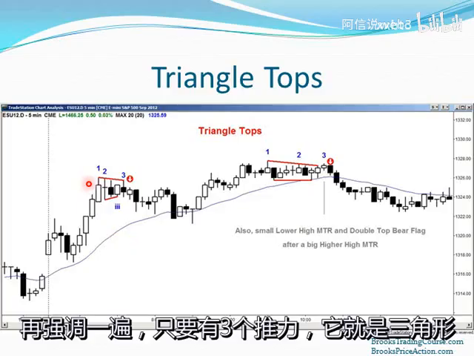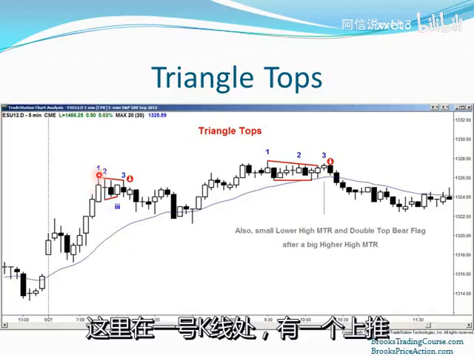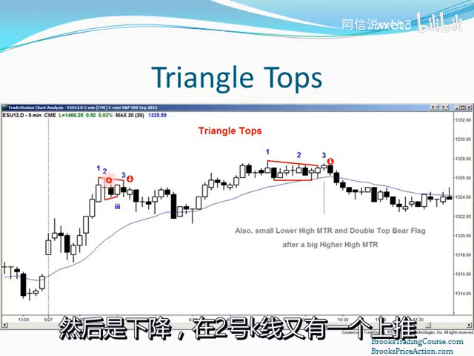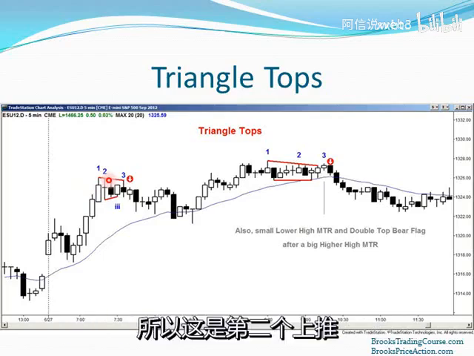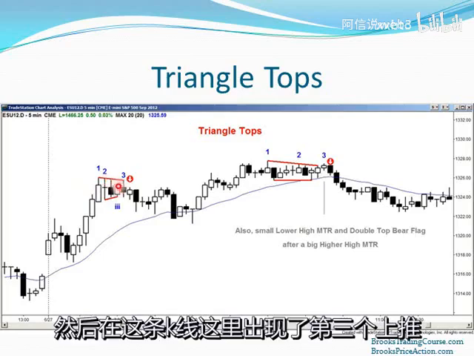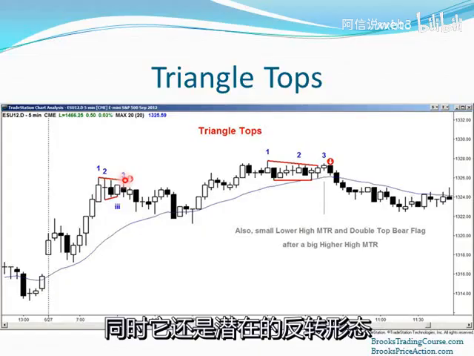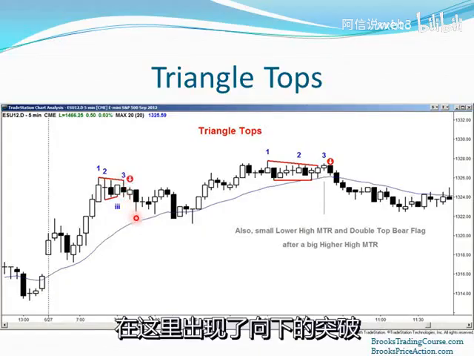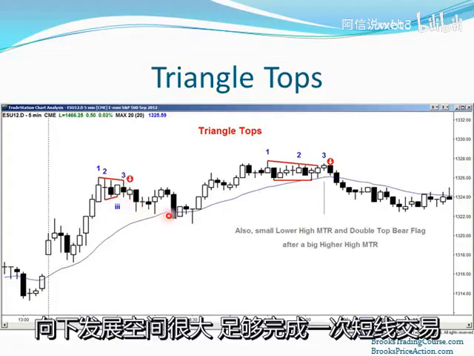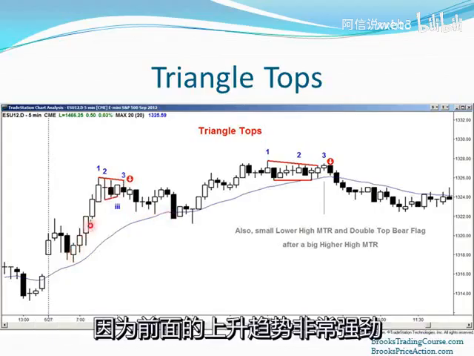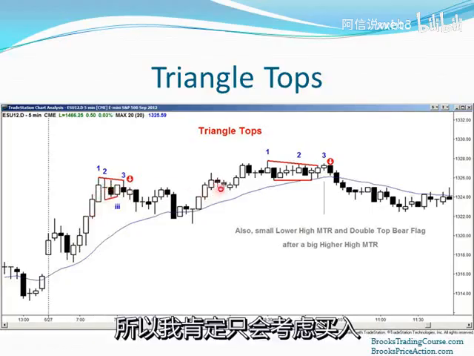Again, any 3 push pattern is a triangle. The market went up on bar 1, it went down and up on bar 2, so a second push up, and then a third push up starting with this bar and ending up here. So that's a small triangle and a potential reversal pattern. It had a downside breakout far enough down for at least a scalp. I probably would not short that given how strong this bull trend was. I would only look to buy.